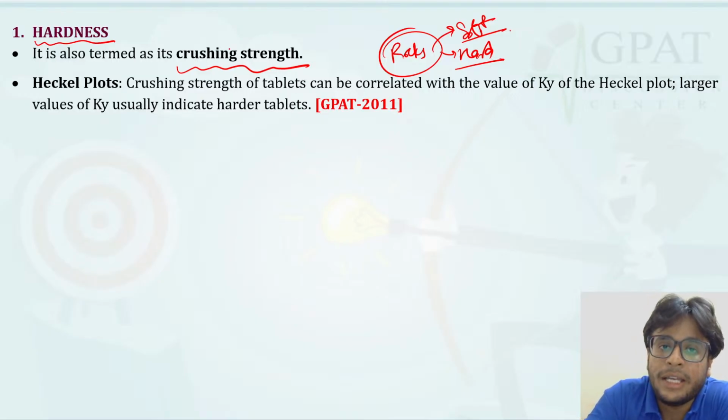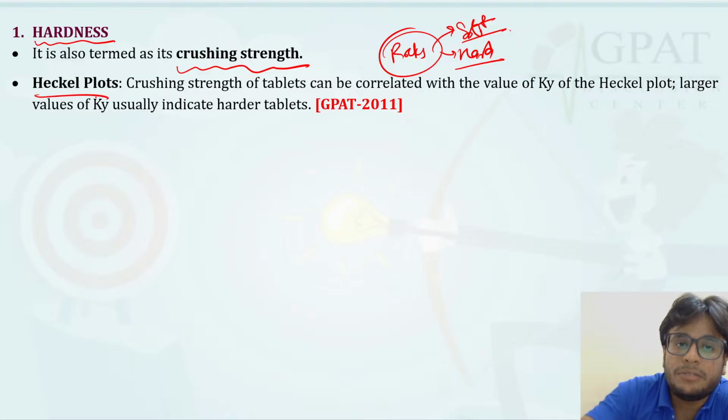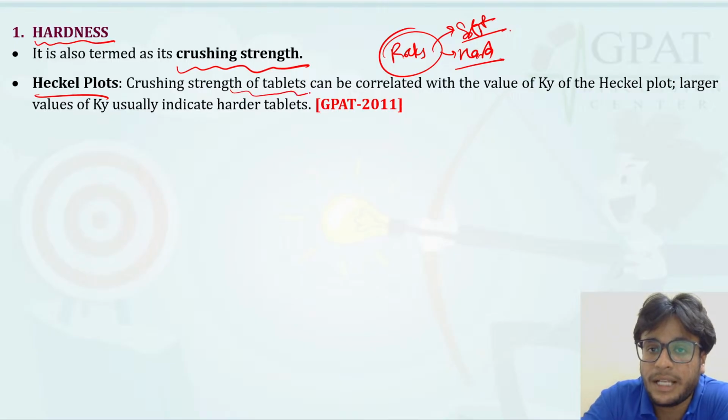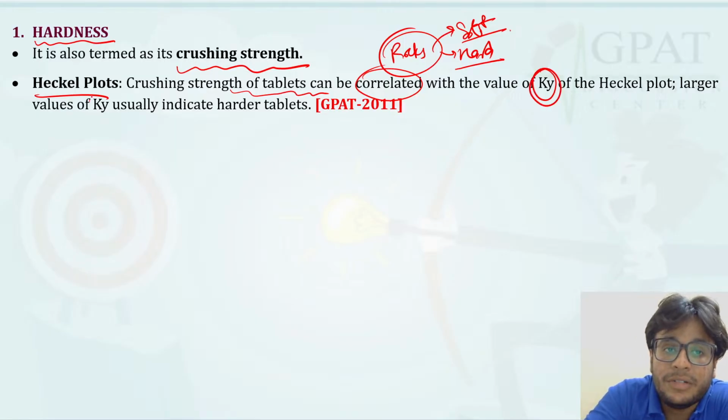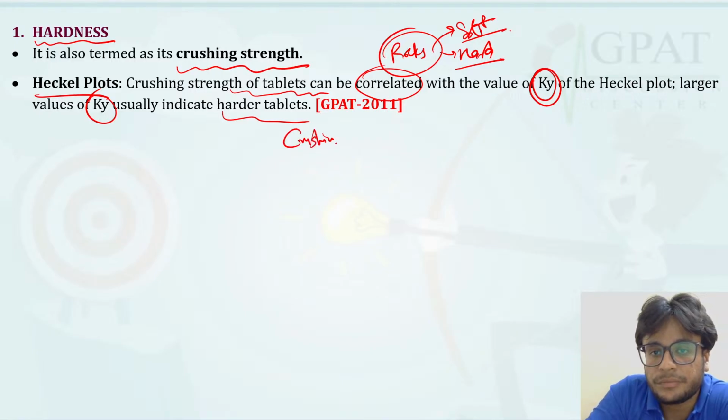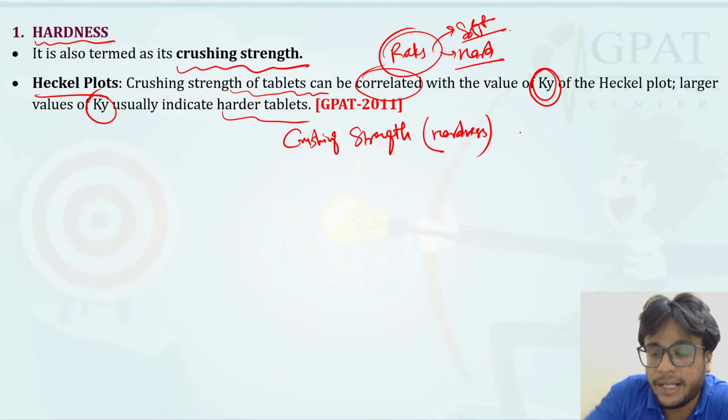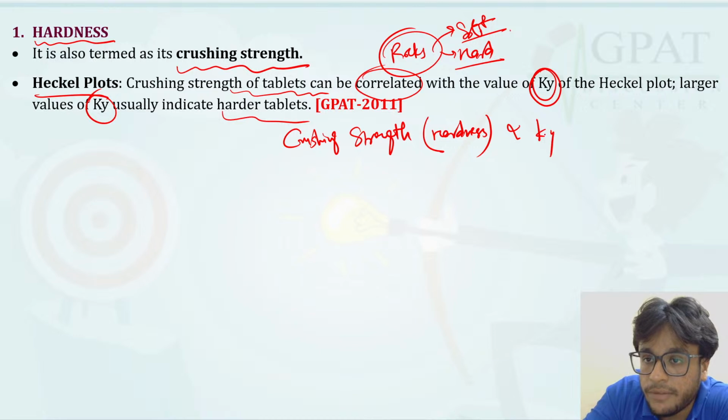Yes, there is a Heckel plot. The crushing strength of the tablet is mainly correlated with the Ky value. Okay, the larger the Ky value, the more it is mainly an indicator of a harder tablet. So the crushing strength, that is also known as the hardness, is directly proportional to the Ky in the Heckel plot.